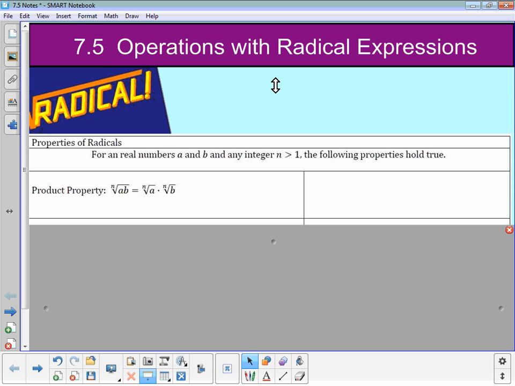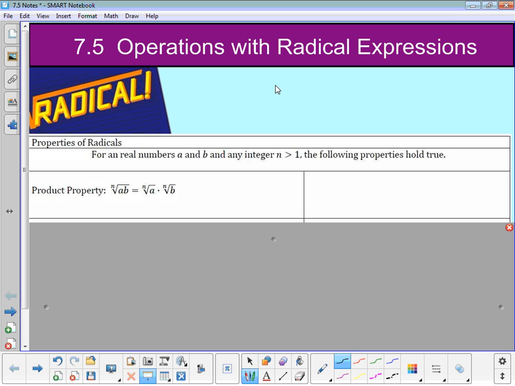Now, the product property of radicals tells us that we can take any set of radicals and we can split them apart. So if I had the nth root of a times b, that's the same thing as saying the nth root of a times the nth root of b. So I'm allowed to break those radicals down underneath the radical sign.